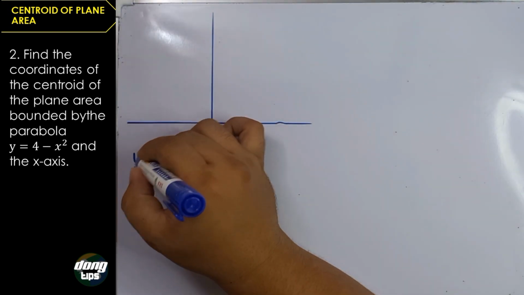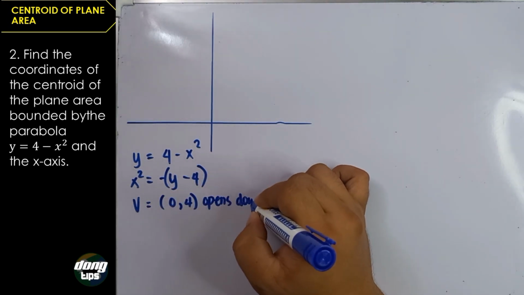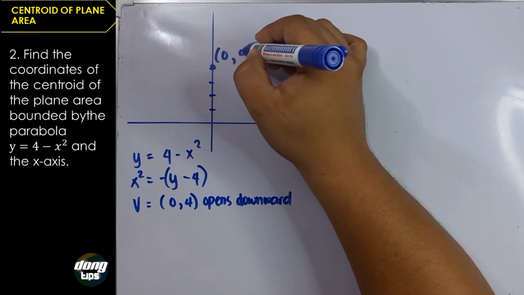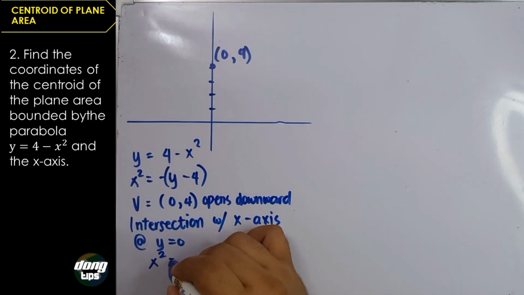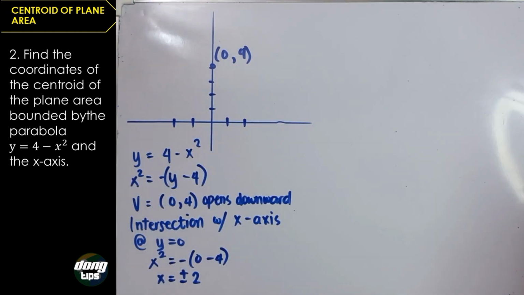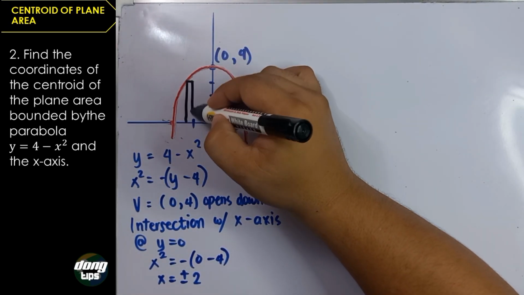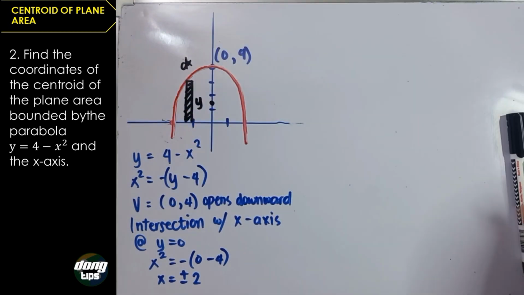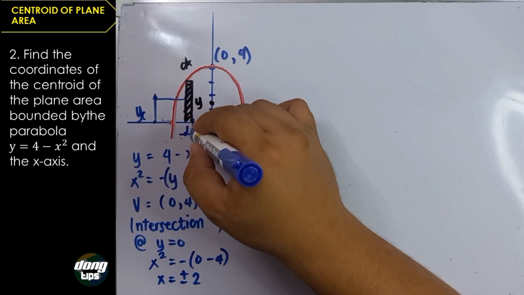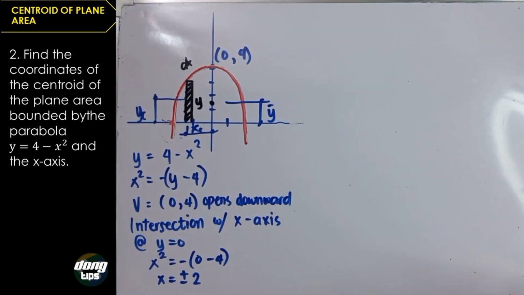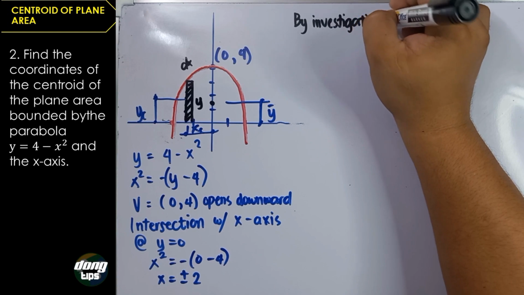Problem number 2. Find the coordinates of the centroid of the plane area bounded by the parabola y equals 4 minus x squared and the x-axis. Graph the function. Solve the area using the vertical strip. By investigation, x-bar is located at point 0.